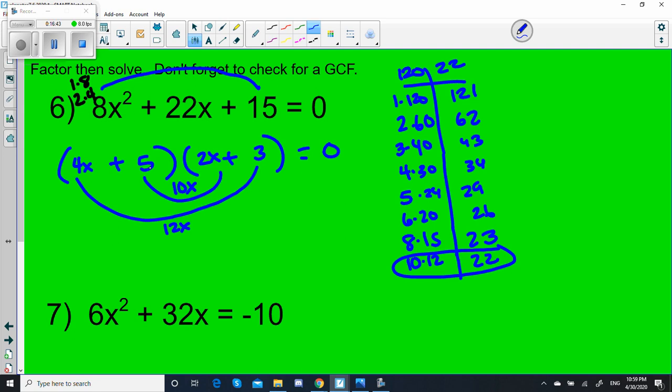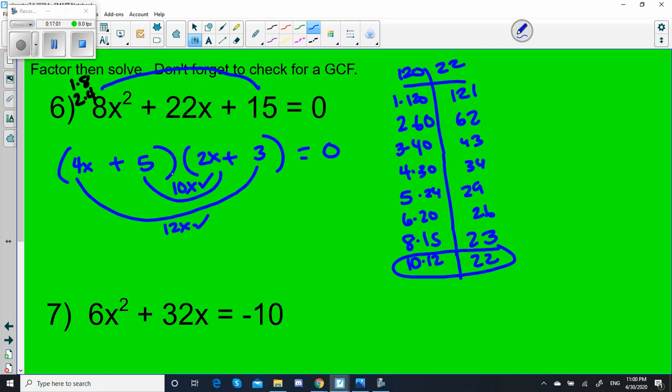Okay, so 5 times 2x is 10, and 4x times 3 is 12x. So it works on the bottom side. Let's make sure. These two multiply to 8x squared, and these two multiply to 15. That's perfect. We did it. We made the puzzle fit together.